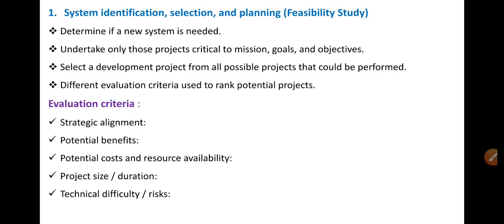So this is the first step. Firstly, system identification is required, and next he has to select the best, and then plan for that. This is what we can call a feasibility study. In this step, we have to determine whether it is suitable to the business or not, and finally they can go for the next step.